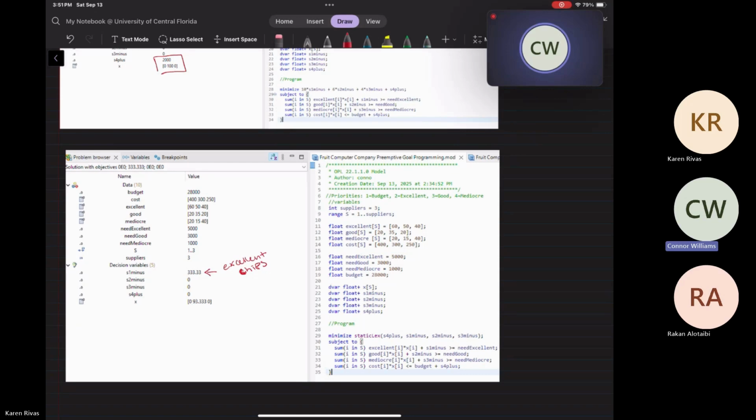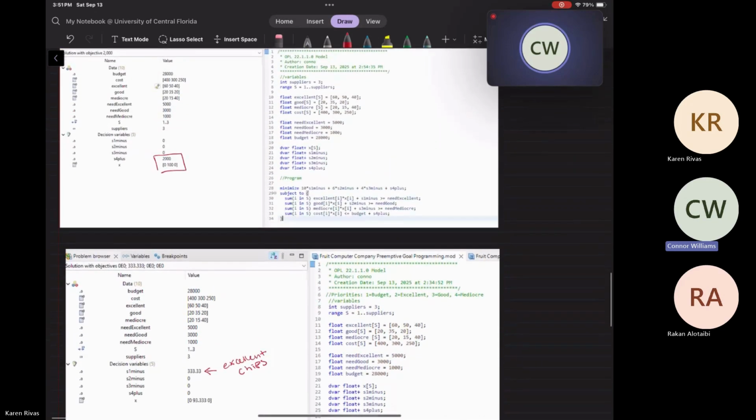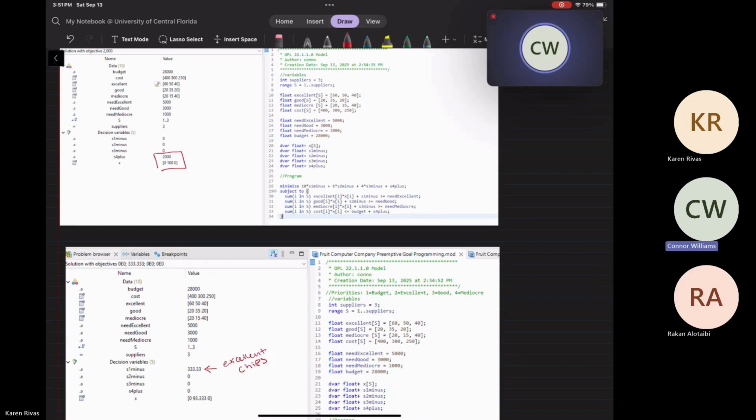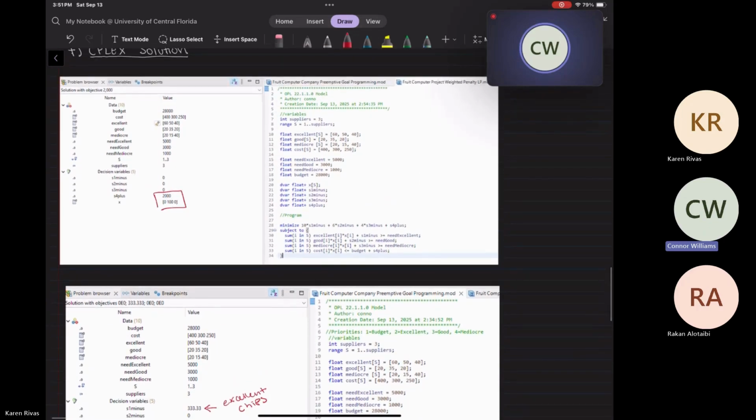So depending on which is the most optimal, if you look at the numbers, our most optimal to have the least amount of penalty would be our weighted LP, the single objective up top, which would be buying 100 chips from supplier 2 and only being $2,000 over budget. So that is our solution for problem number 2 for this project.